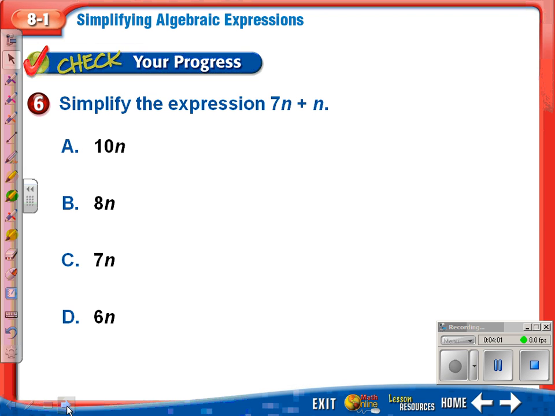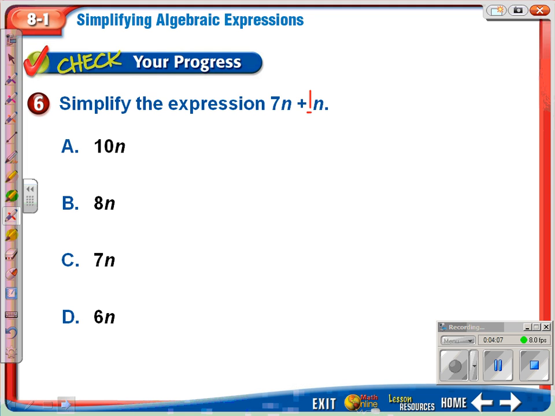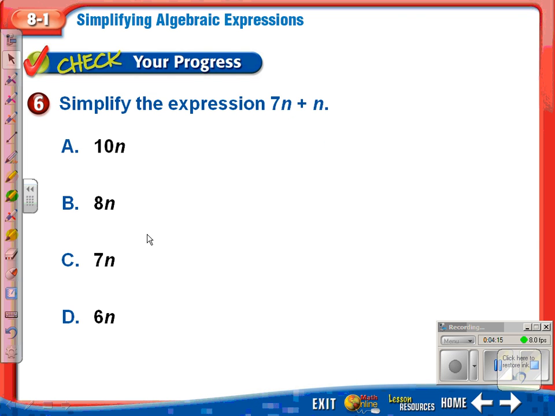Our next example is 7n plus n. 7n, 7 nickels plus 1 nickel. Don't forget that there is a 1. It's kind of hiding. You don't see it, but it is there. And that's going to give us 8n. Make sure you write down 8n. And that, of course, is selection B.